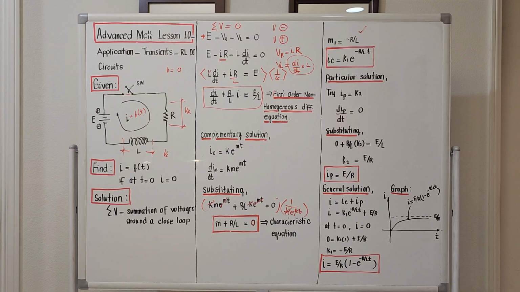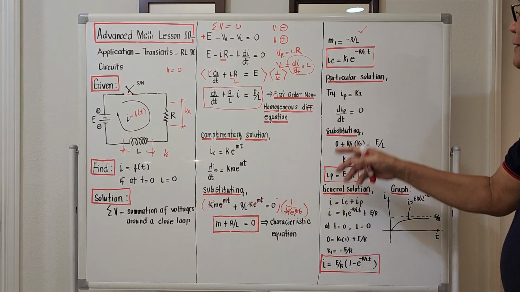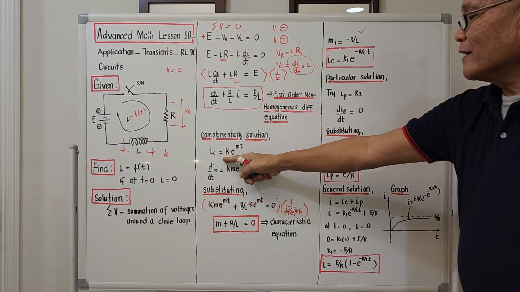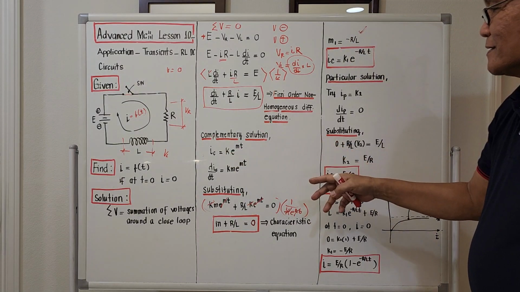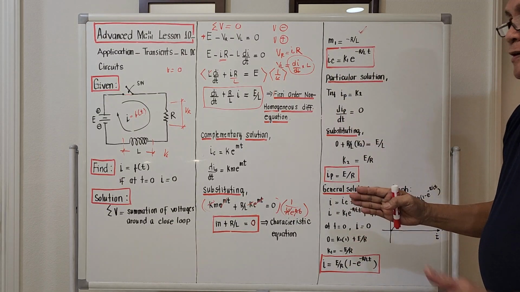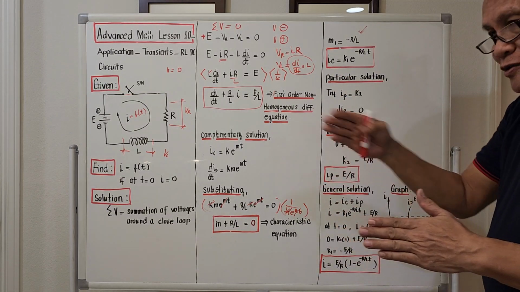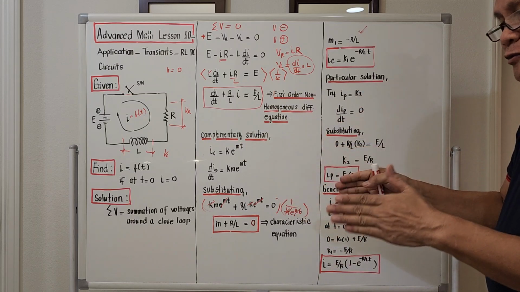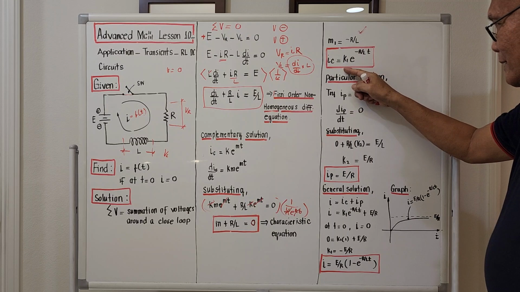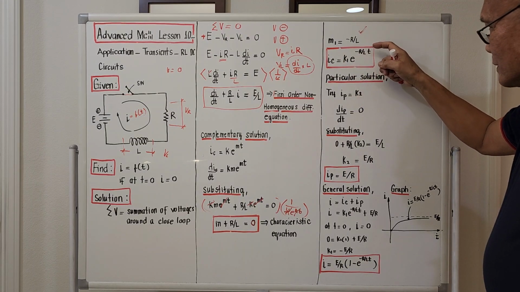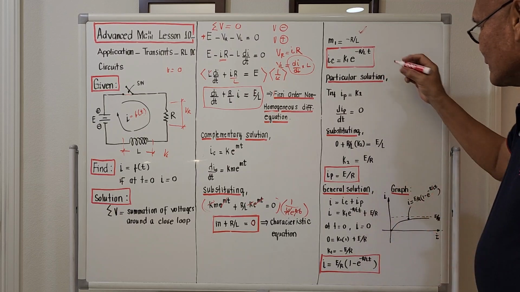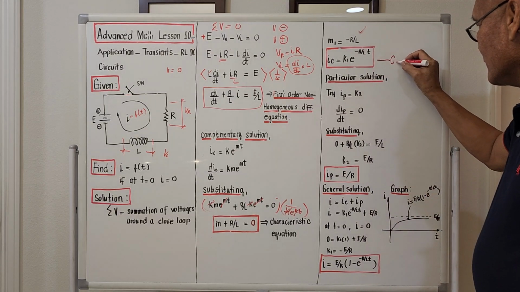Therefore, the complementary solution. We now know the value of m1, right? So we'll go back here. We'll place I sub c now will be, there will be another constant later on, so I will place the proper subscript here. It should be k1 e raised to m1, which is negative R over L times time. And this is the complementary solution.